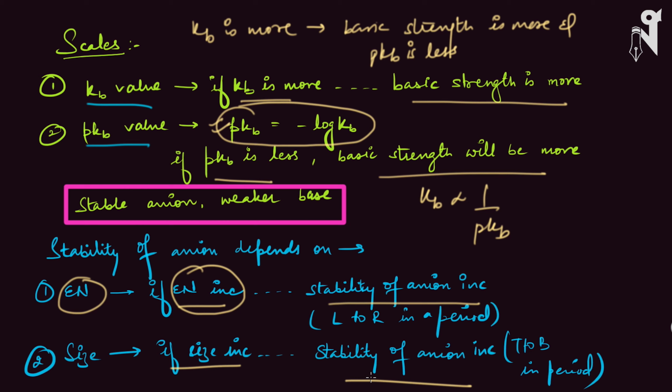So if size increases, stability of an ion increases, hence it makes your base weaker. So when you go from top to down, size increases. Size increases make your anion more stable, and hence it becomes a weaker base.